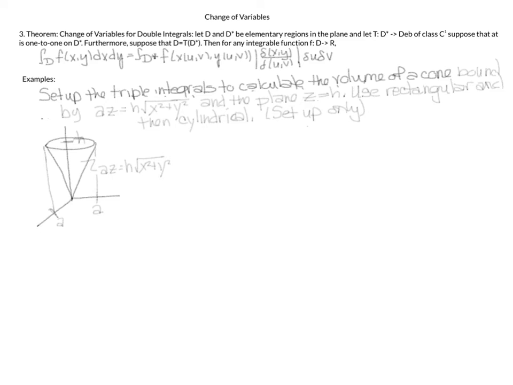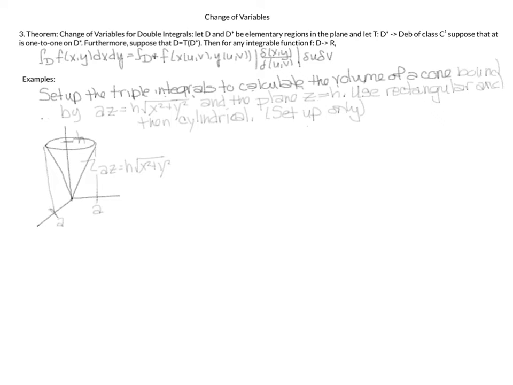The next example problem is to set up the triple integral to calculate the volume of a cone bound by az equals h square root of x squared plus y squared. So that's this cone here. And the plane z equals h, so there is a top to that.